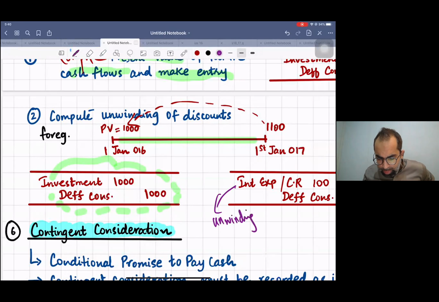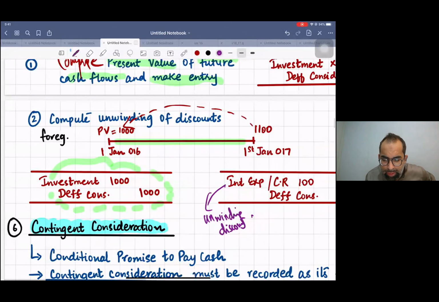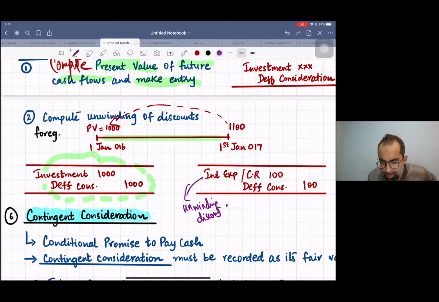And let me tell you one super hit dialogue: whatever rate is used for discounting, the same rate is to be used for unwinding. So the difference between 1000 and 1100, as this is only a 1 year transaction, is 100. So what entry will you make? You will make the entry: debit interest expense and credit that liability.